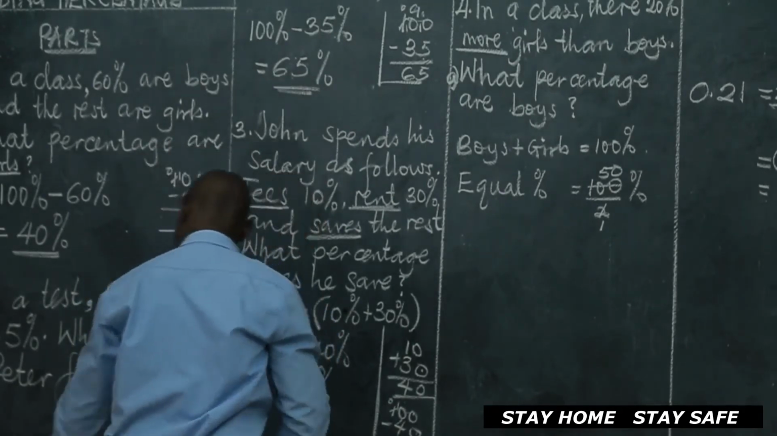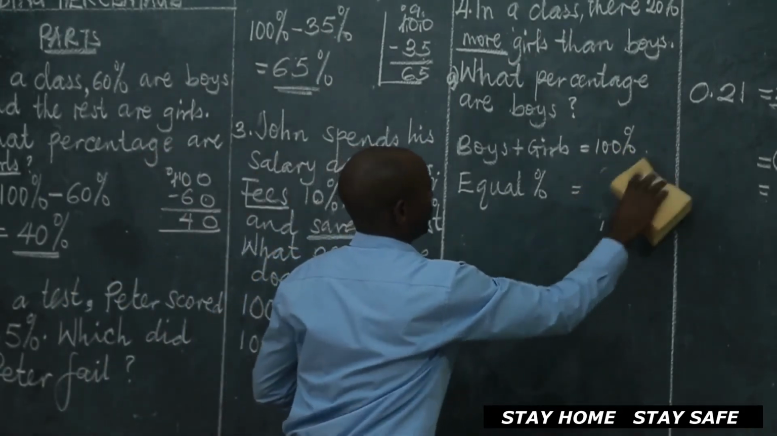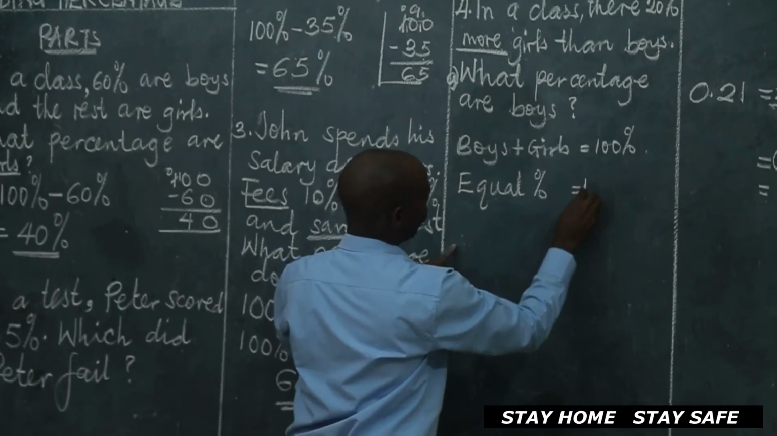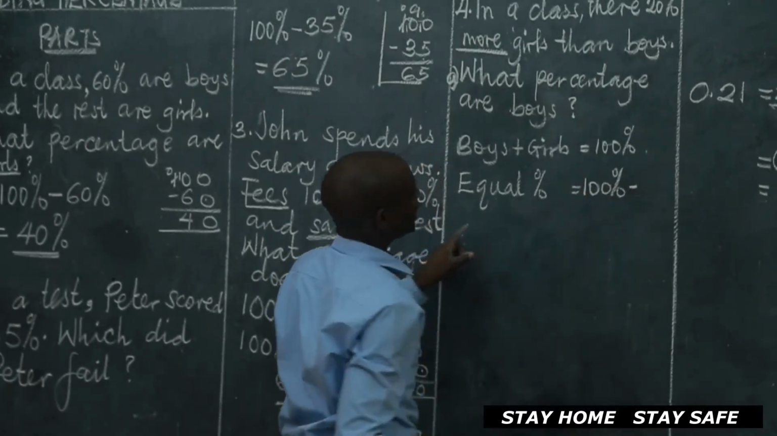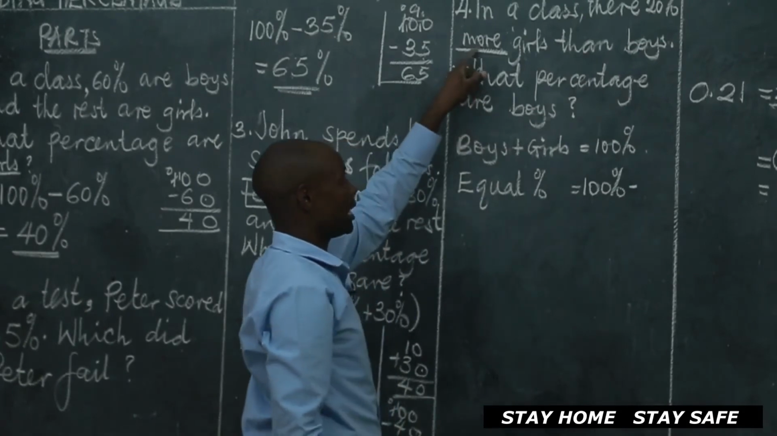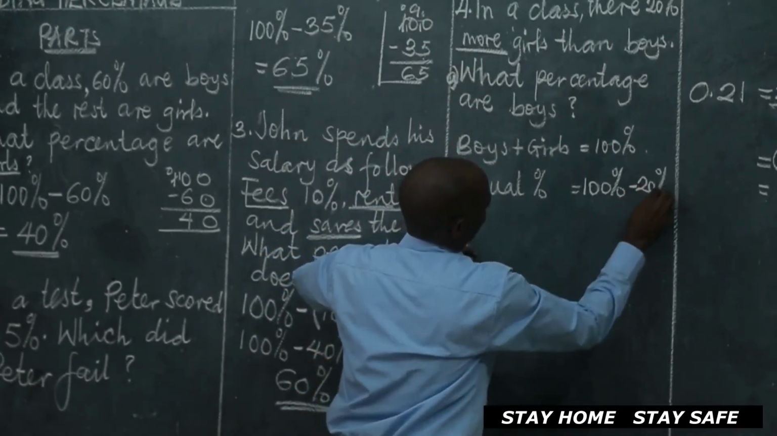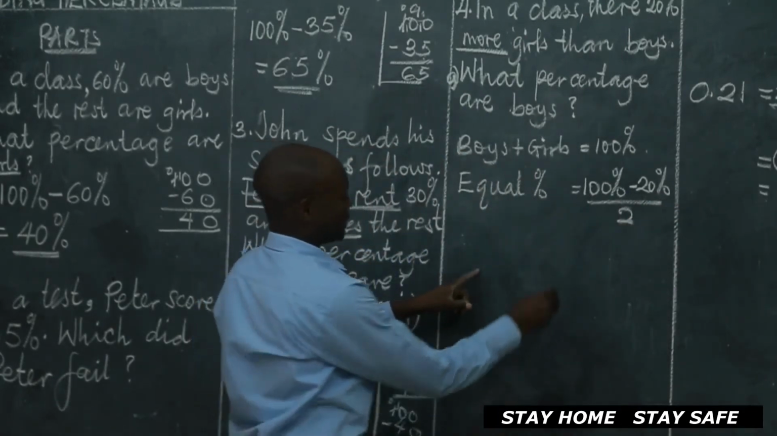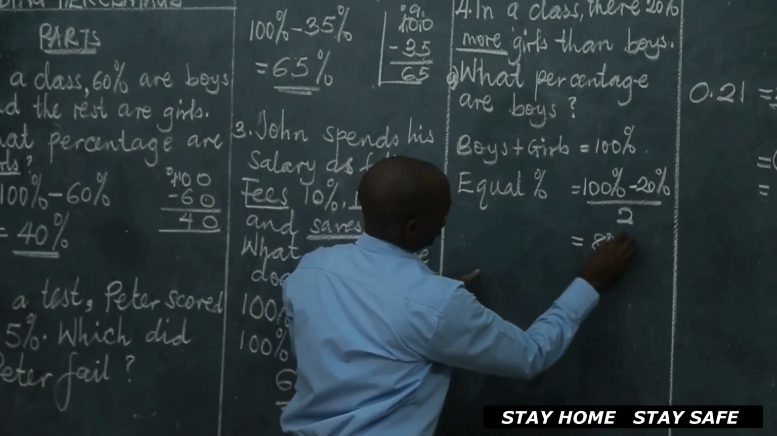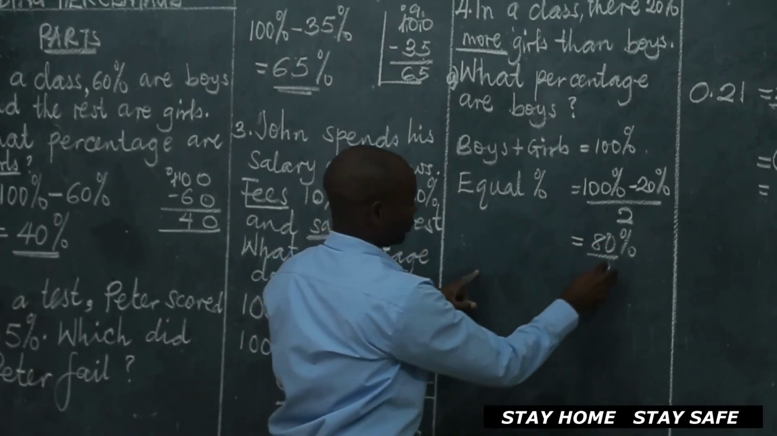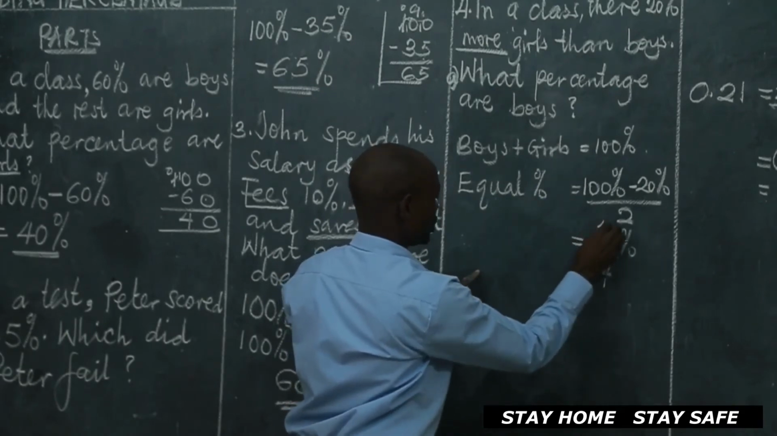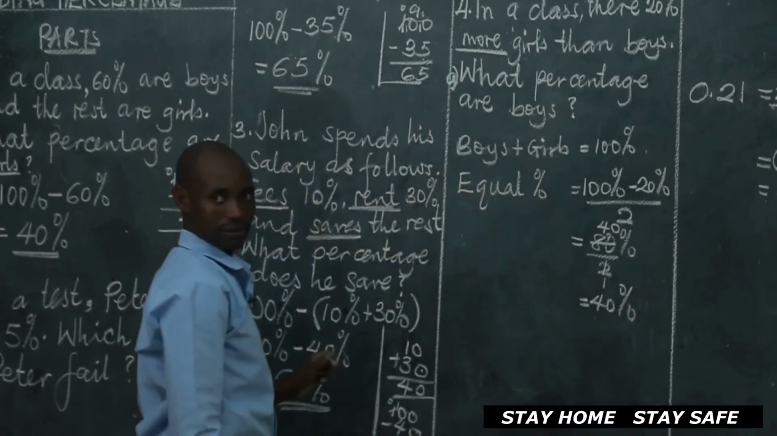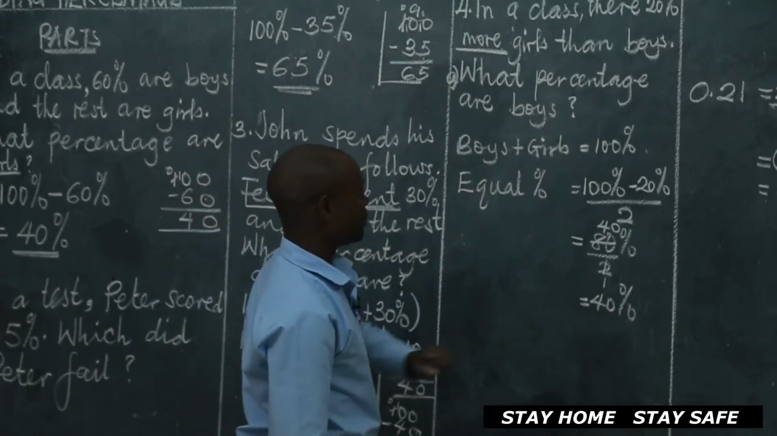Sorry. The equal percentage is going to be 100%. Then we take away this one, because girls are more by 20%. Then you divide it by 2 if we want to get the equal percentage. So this one will give you 80% divided by 2. Divided by 2 is 1, divided by 2 is 40. So it means the equal percentage is 40%.